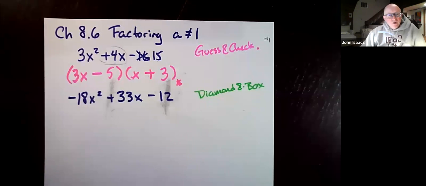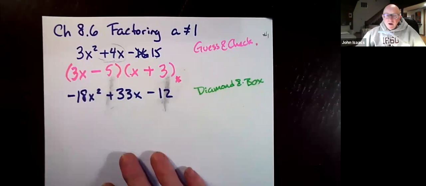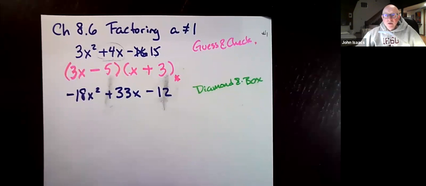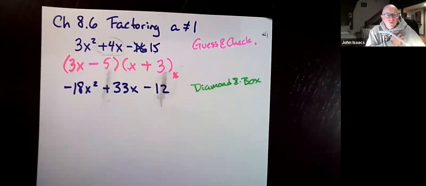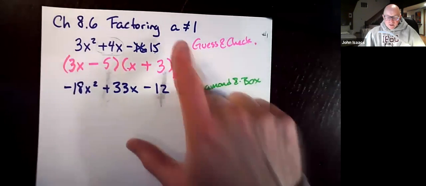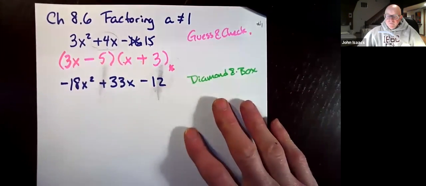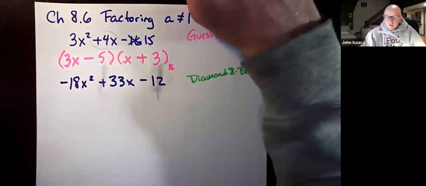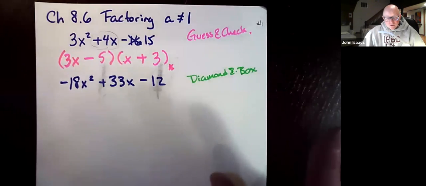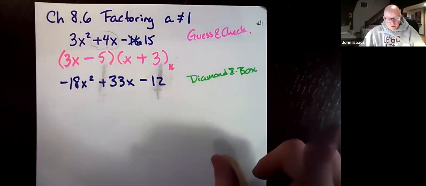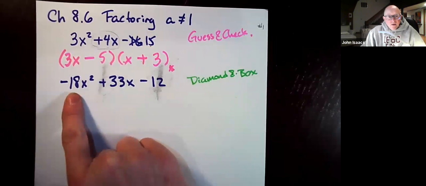All right, in this video, I'm going to give you another demonstration of the diamond in the box. The reason I say another is because in chapter 8.4 or 5, whenever we were factoring things where a equaled 1, I showed diamond in the box multiple times there. Diamond in the box always works, provided that a is positive. You can't let a be negative because the signs won't quite work out.